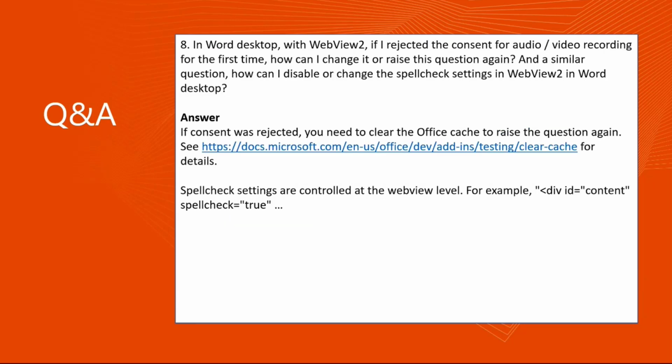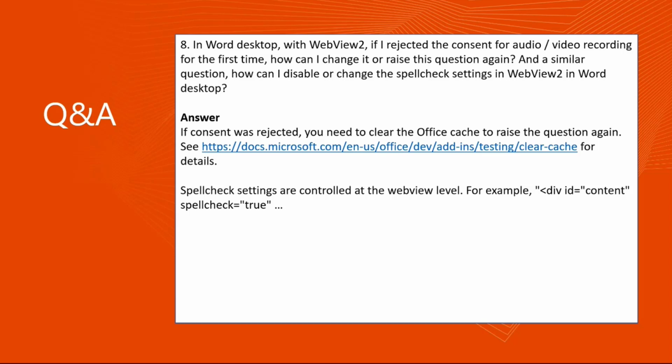And finally, last question, I believe. In Word Desktop with WebView 2, if I rejected the consent for audio video recording for the first time, how can I change it or raise this question again? And a similar question, how can I disable or change the spell check settings in WebView 2 in Word Desktop? So if the consent was rejected by the user, the way to get it to pop up again is you need to clear the Office cache. So there's a link there to how to clear the Office cache for details on that.